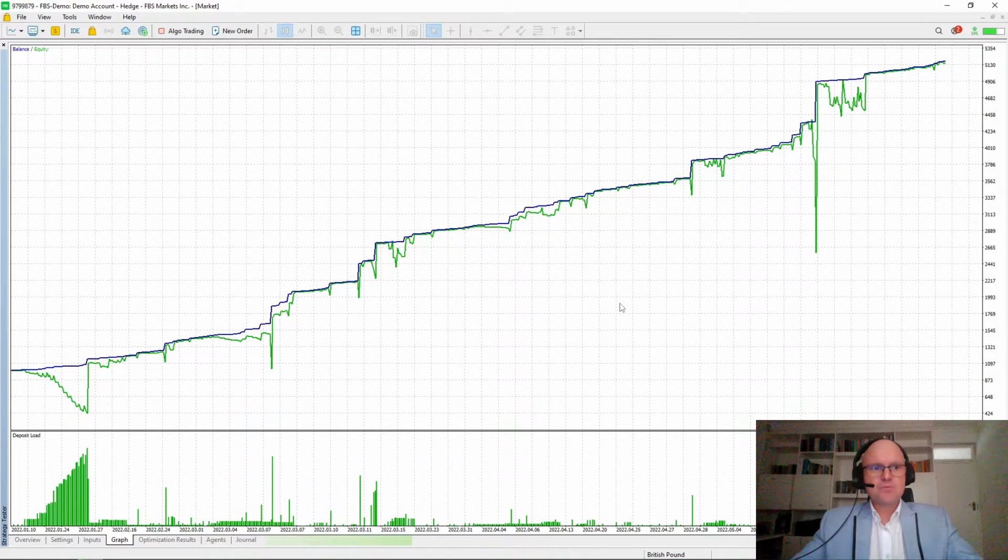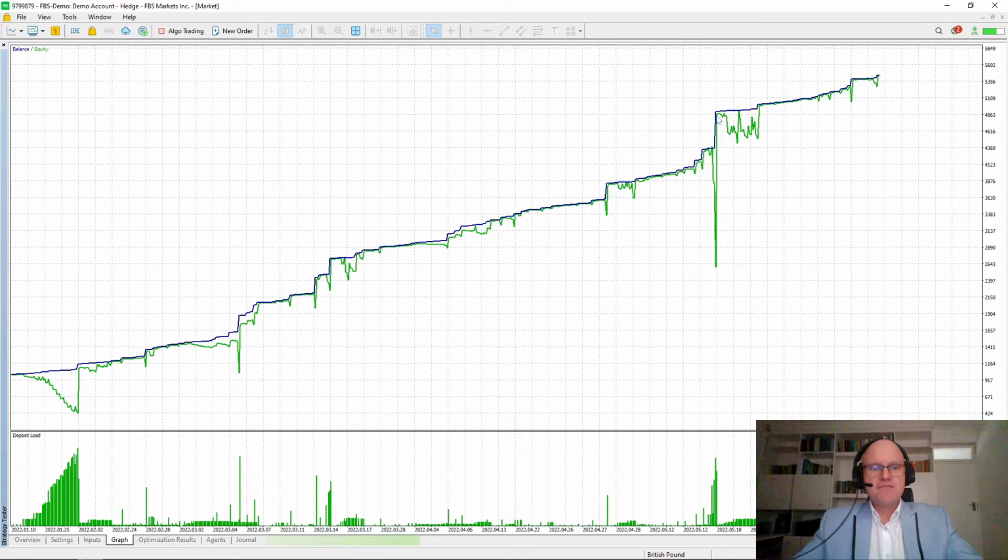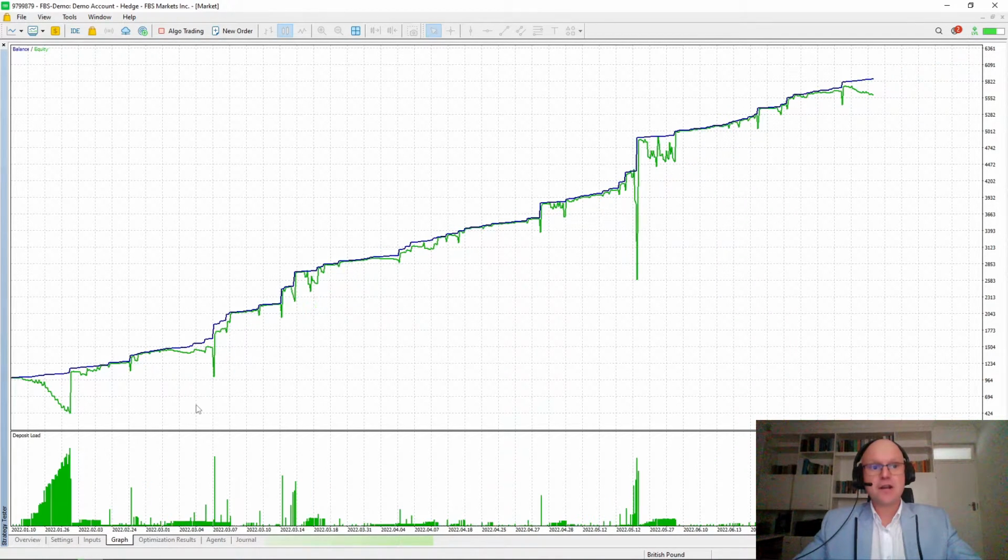And because people don't always understand how grids work, they don't know exactly how to set the drawdown limiter. So in this video, we'll be looking at how to set the drawdown so that it's an appropriate amount and it doesn't just constantly hit the stop loss and take you out of the market.